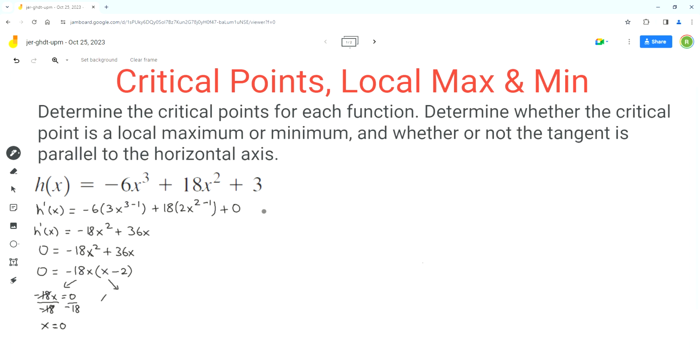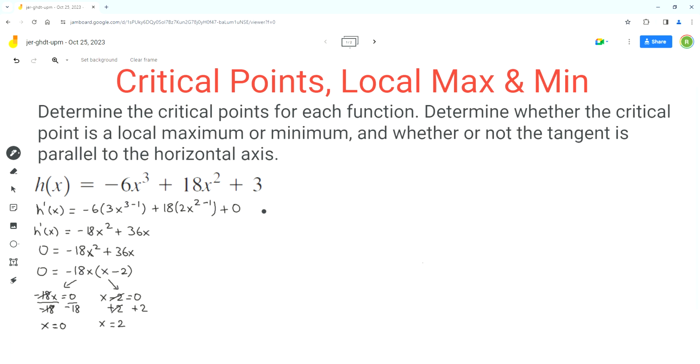Now we can analyze the second case. x minus 2 equals 0. And now we add 2 to both sides. So the 2's on the left side get cancelled out. So we get x equals 2. So this is the second critical number.